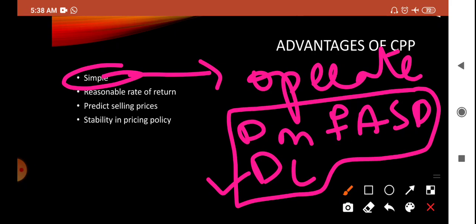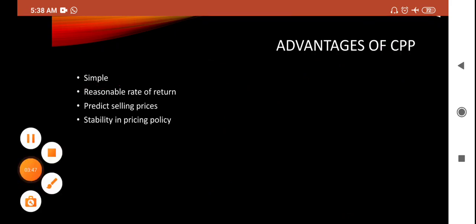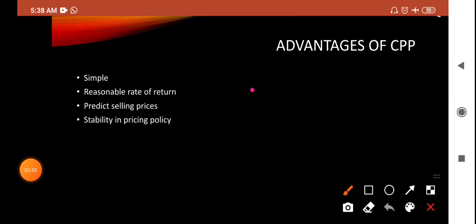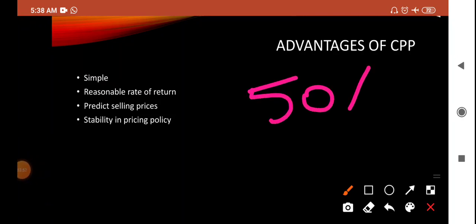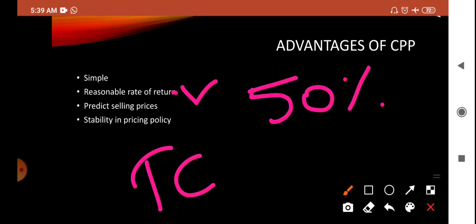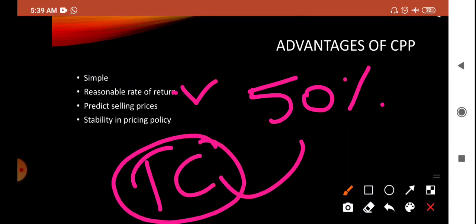Next advantage is reasonable rate of return. So as we have seen, the profit margin will be kept on the particular product. So a reasonable rate of return can be guaranteed. It can be ensured that there is recovery of the total cost and also a reasonable rate of return to the firm. In covering the total cost, they are earning the reasonable rate of return also.